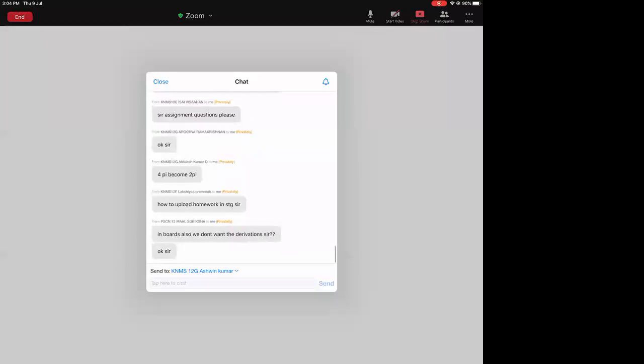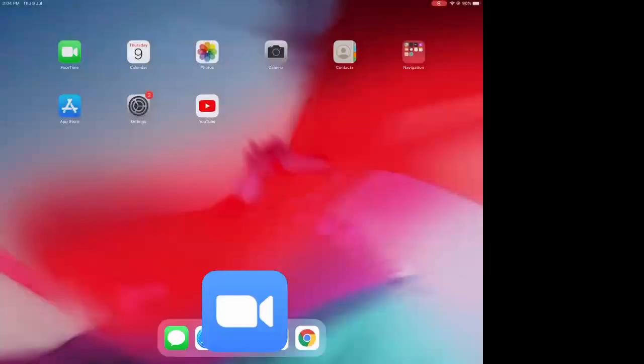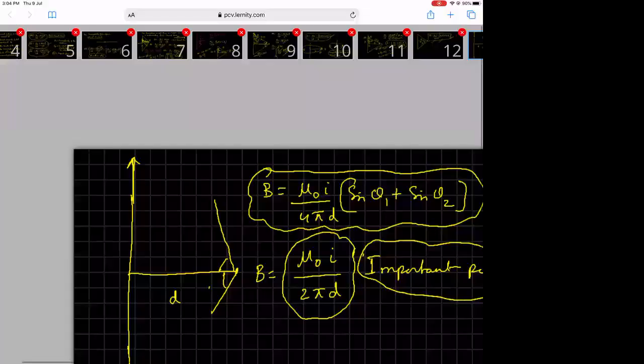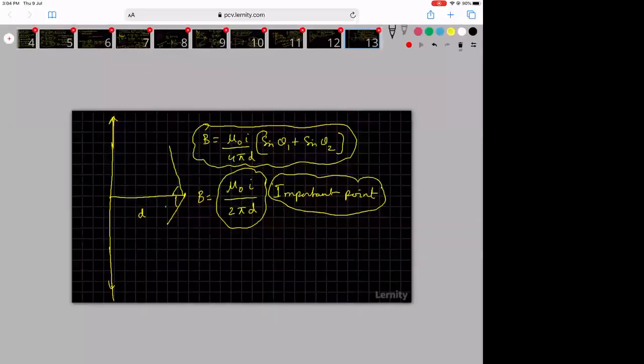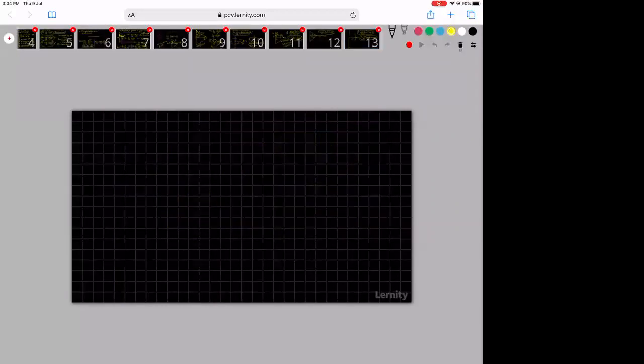In boards, you do not get derivations, you get applications. So we have to learn applications. We don't have to learn derivations. If it is understood, then we will move on. There is one more application of this. One more question I will ask, then I will take you to one more application.